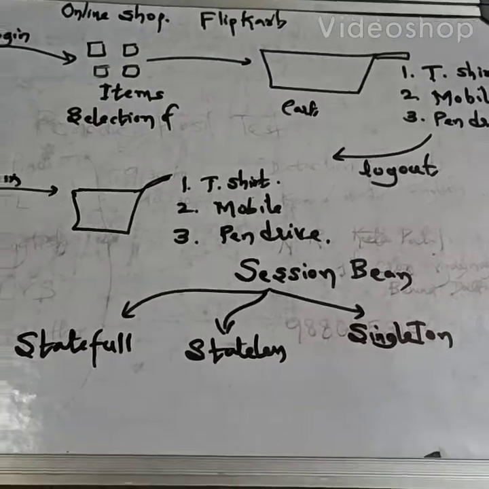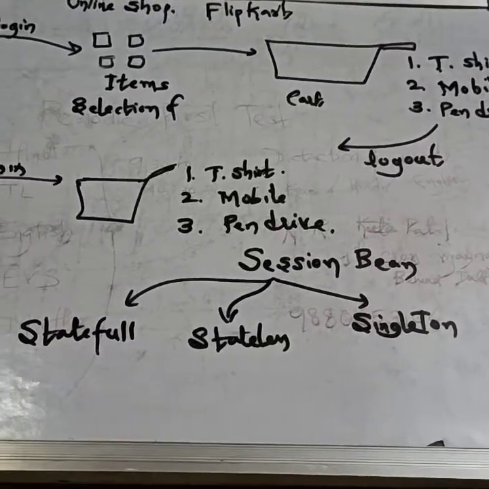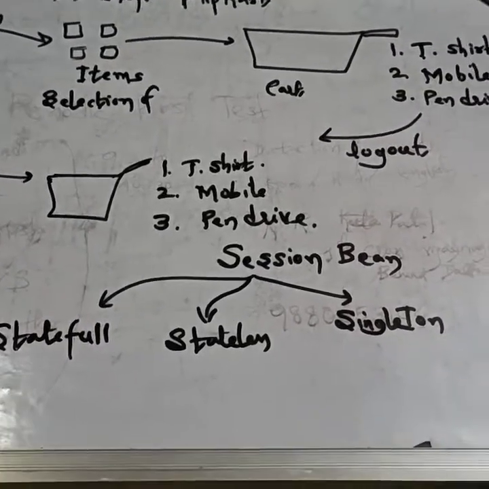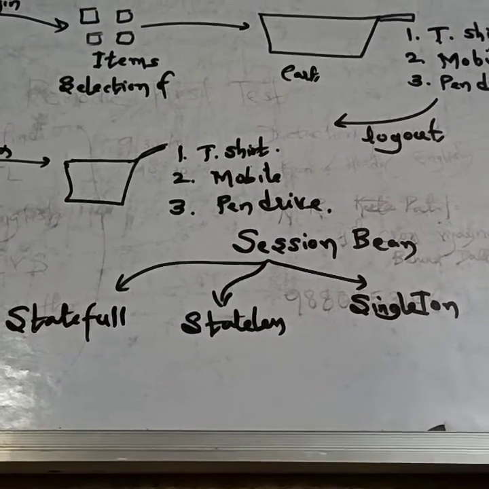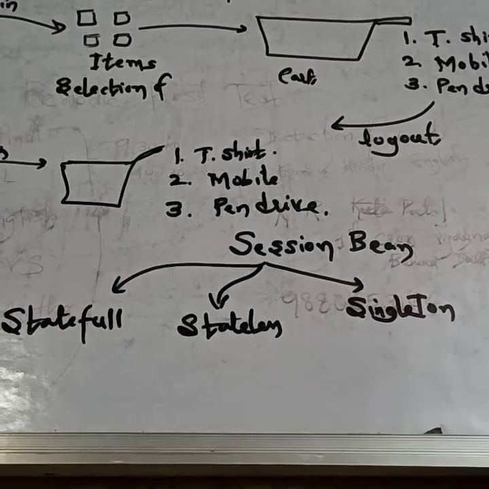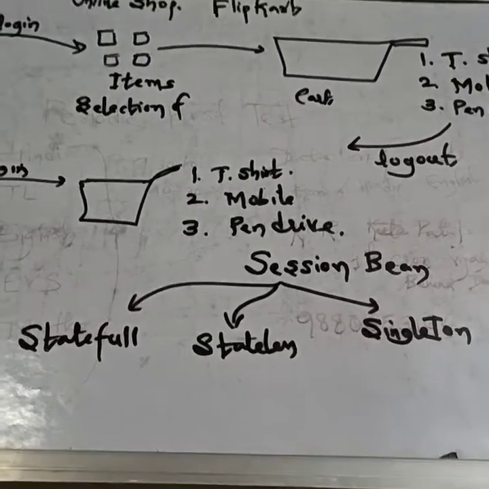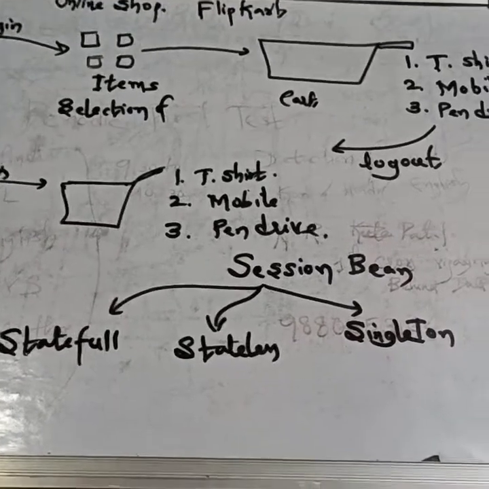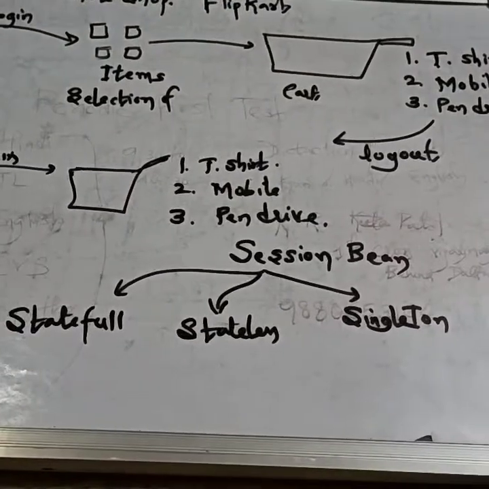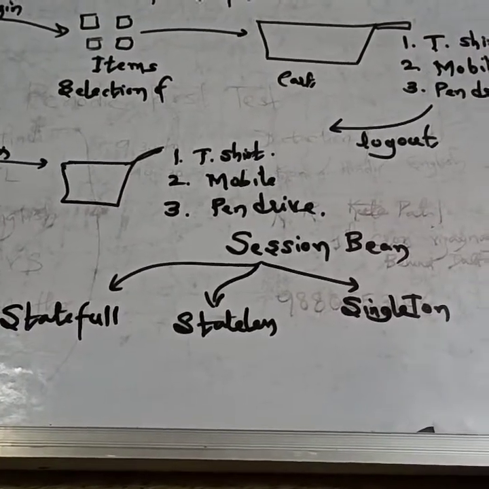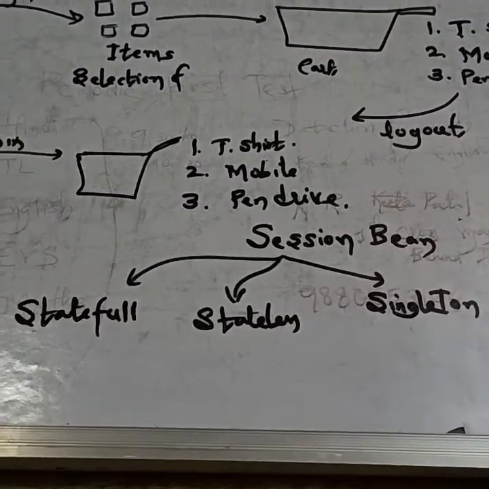Dear students, in the last class we have seen session beans, one type, that is a stateless session bean. In today's class we will continue about stateful session bean. We already saw a session bean consists of three different types. We can categorize the session bean into three different classifications, that is stateful, stateless and singleton.